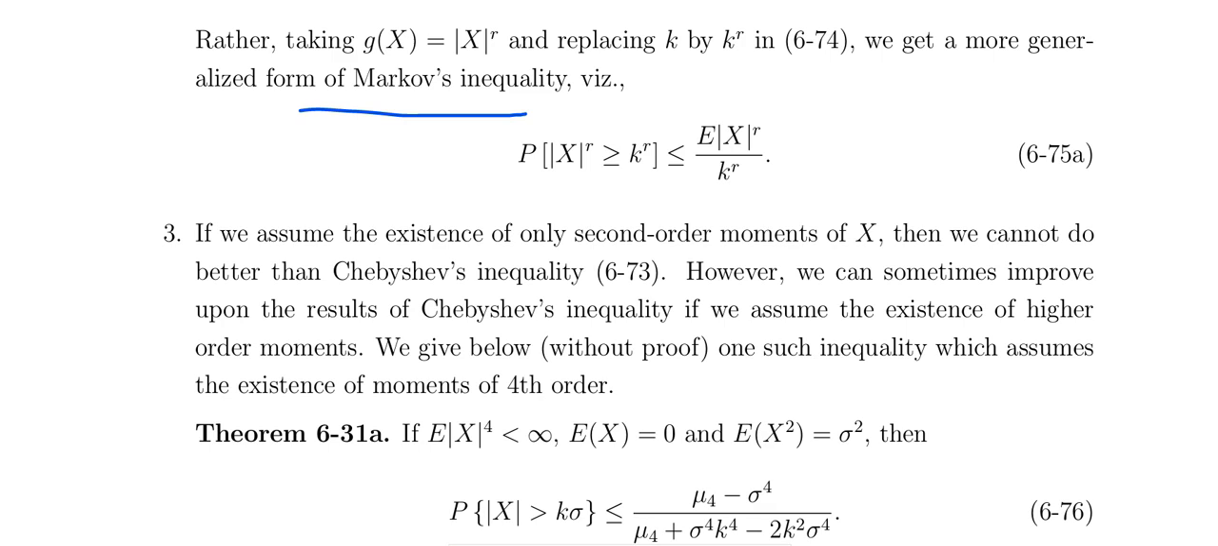Generalized form of the Markov inequality: just replace, mod x power r greater than or equal to k power r is less than or equal to the expectation of mod x power r divided by k power r. That is called the generalized form of the Markov's inequality.